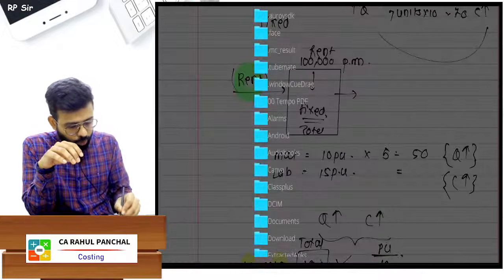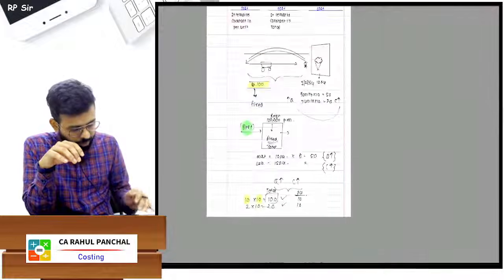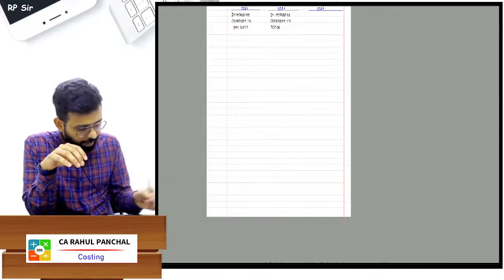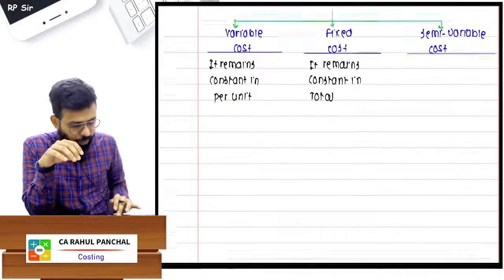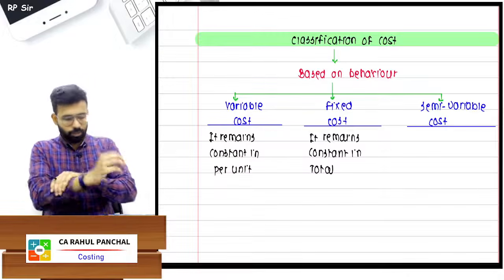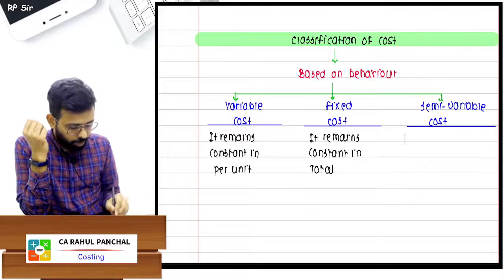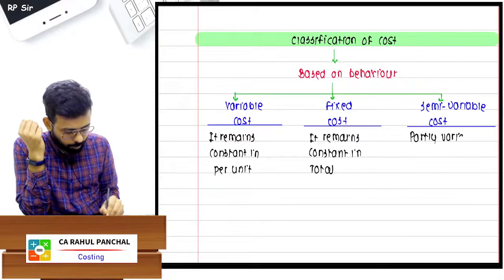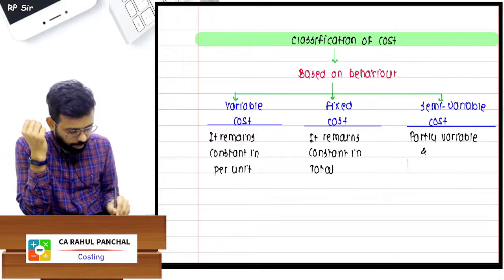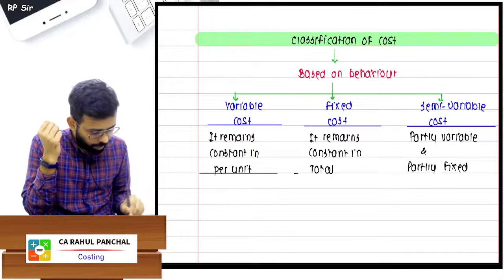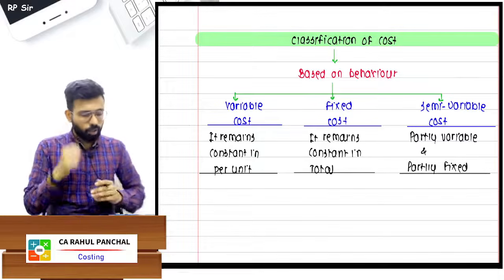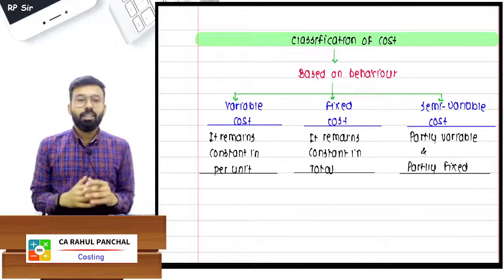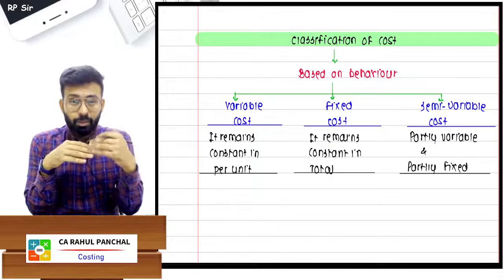Okay, now let's delete this part, and please write this with me. If you haven't written yet, please write this much. Semi-variable cost means it is partly variable and partly fixed. So partly variable and partly fixed, that is your semi-variable cost. Now having done this, let us take a few examples so that we will have more clarity.